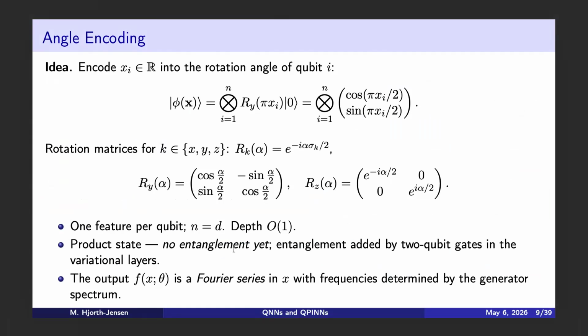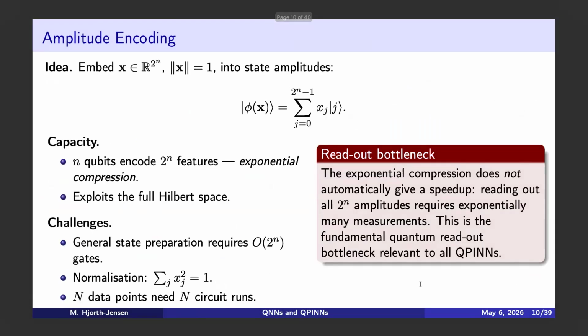And it's no entanglement. You can have entanglement added by two-qubit gates in the variational part. And the output then is a Fourier series in X with frequency determined by the generator spectrum. So this could be something you could use for the solution of differential equations.